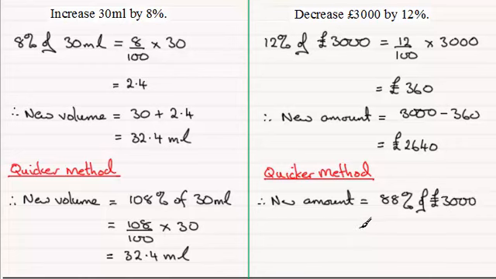And so 88% would be 88 divided by 100, or 0.88, and we times that with the 3,000. And what you get is £2,640. And so clearly it checks out with this, okay? But again, a lot quicker.